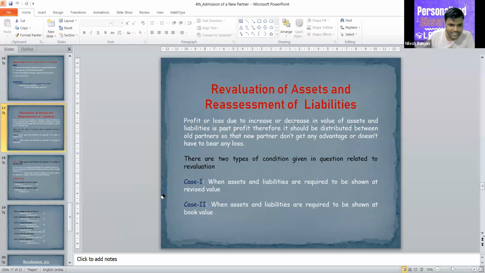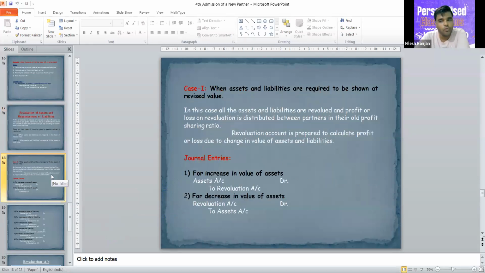So tell me exactly, you understood the concept or it is confusing? No, sir, I understood it. Okay, good. So the first case here, when assets and liabilities are required to be shown at revised value, you have to write the concept or take the screenshot or write. Sir, I took the screenshot.